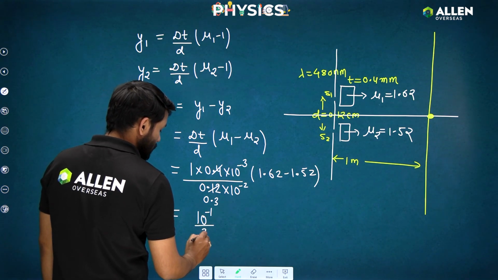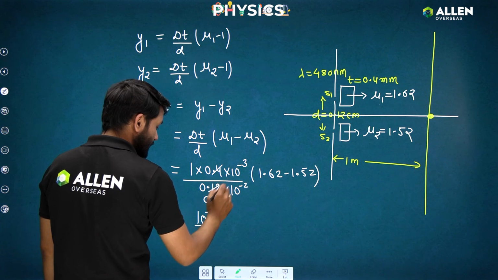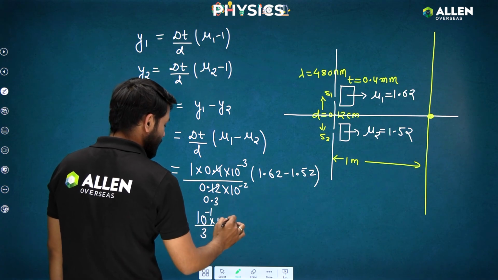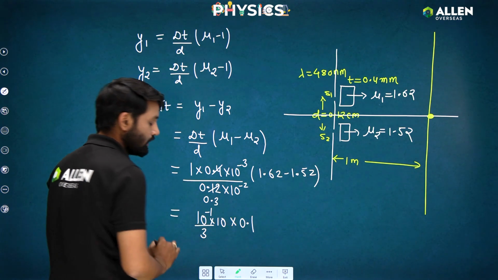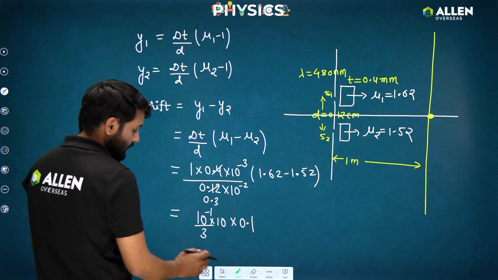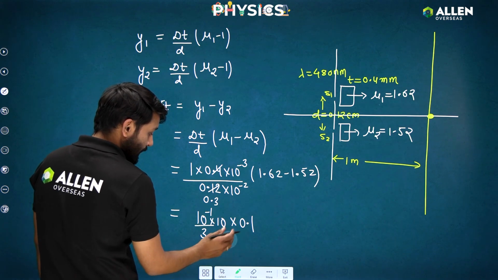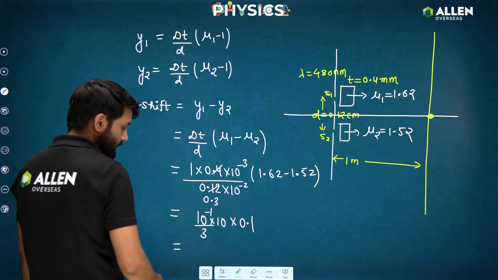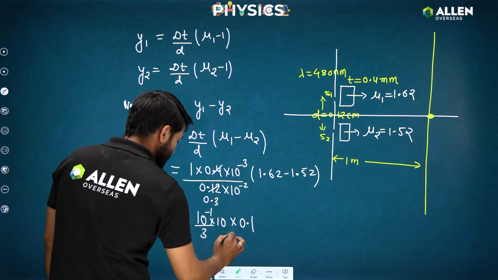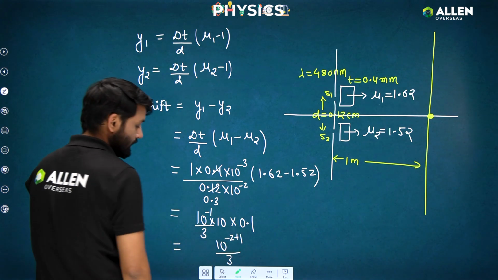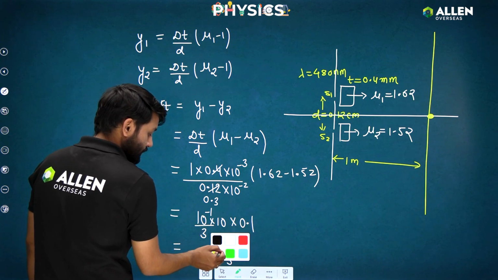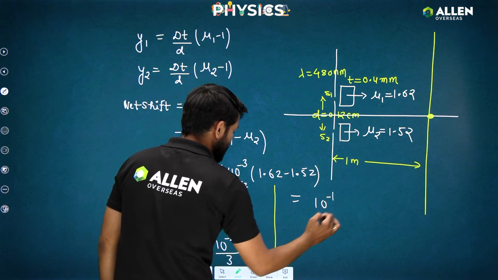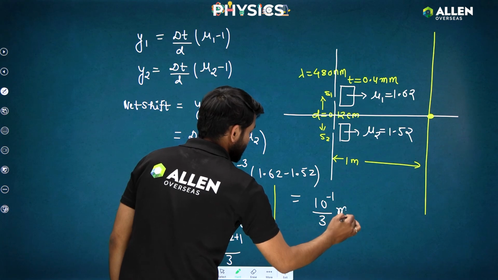This is 0.3. So I am writing this, removing the point and increasing 1 zero. Is that clear, everyone? After that, 1.62 minus 1.52 is 0.1. Is that clear, everyone? So you can see here, this is 0.1, this is 10 to the power minus 1, so you can write this as 10 raised to the power minus 2 plus 1 divided by 3. Is that clear? So just see, it's 10 raised to the power minus 1 divided by 3. This is in meter. Is that clear?